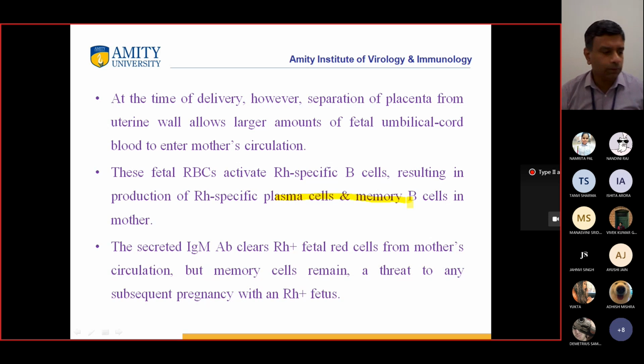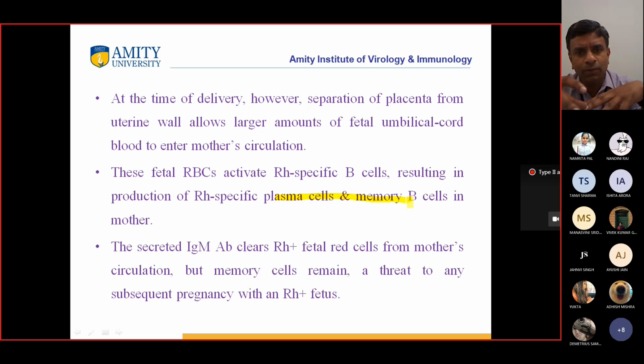So whenever the immune system is activated, it also generates memory, right? So that when the same antigen enters a second time, our immune system produces a very strong, robust immune response, right? So now what will happen? Just after delivery, whatever RBCs of the baby have entered the mother's circulation will activate the plasma cells, the B cells.